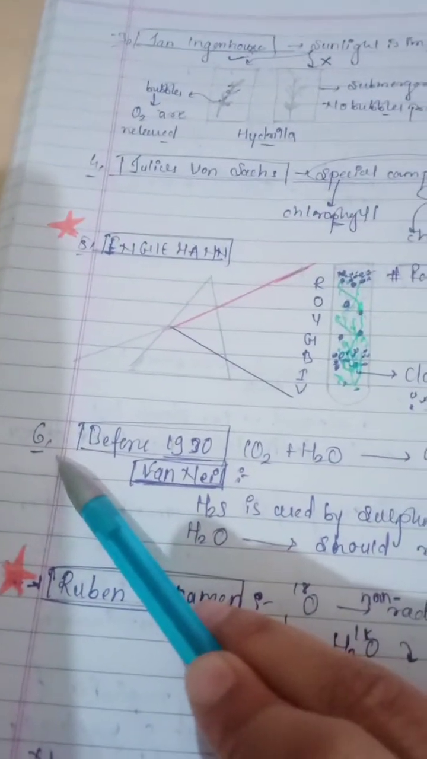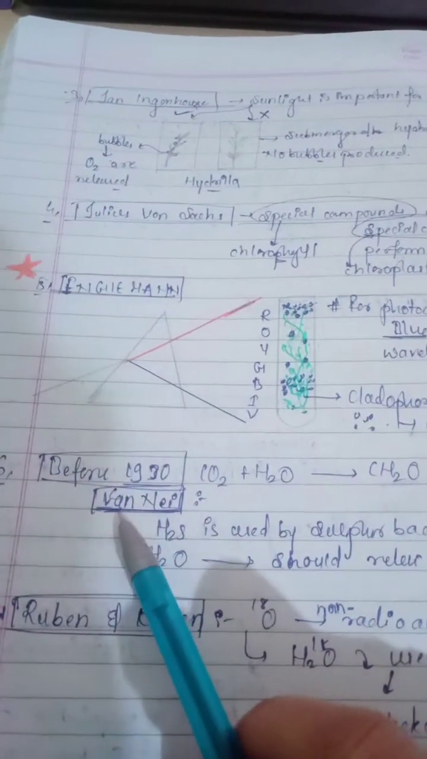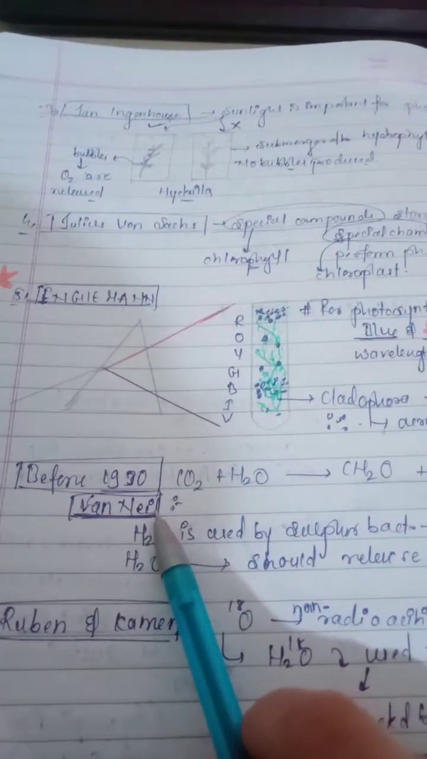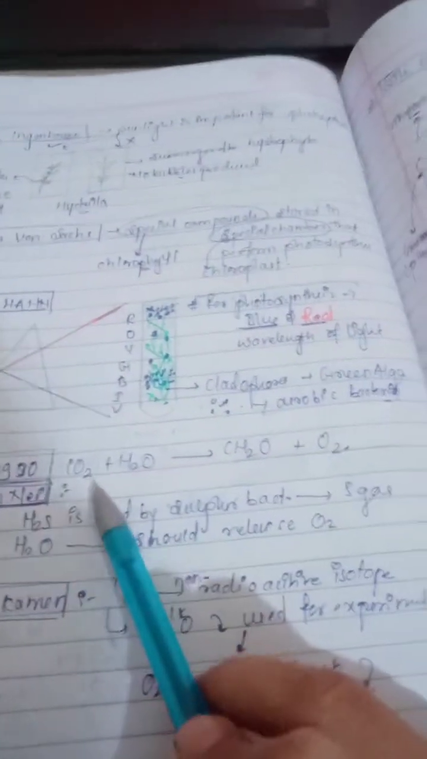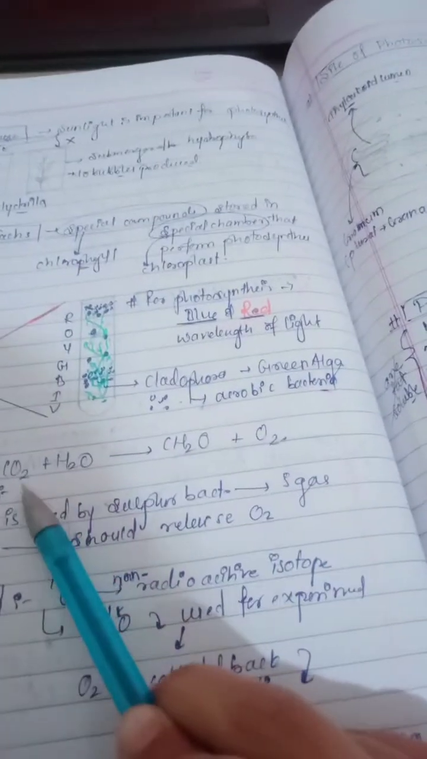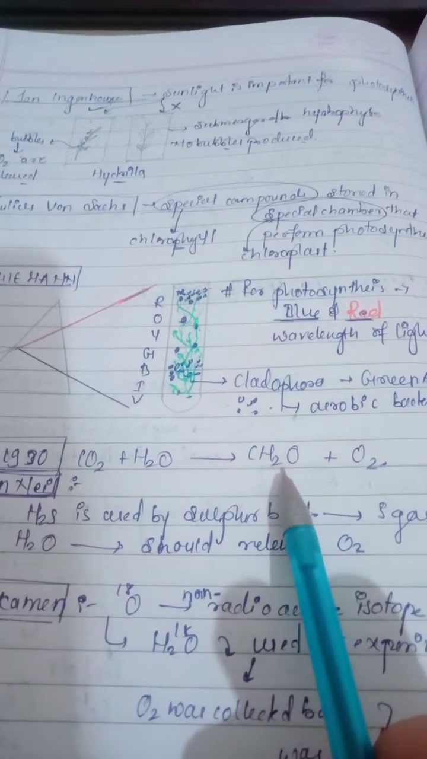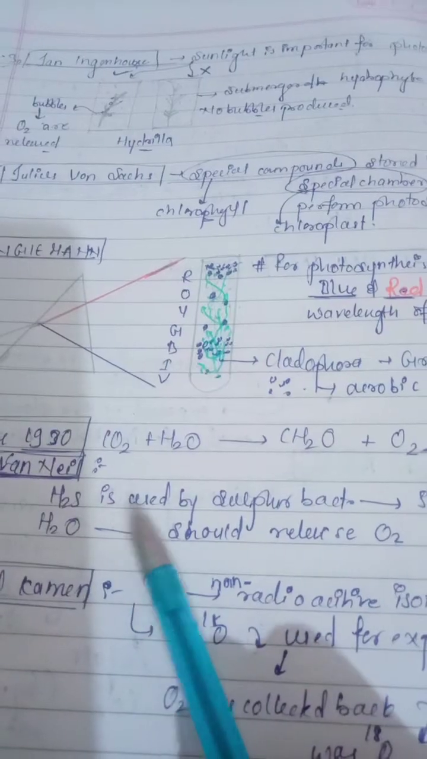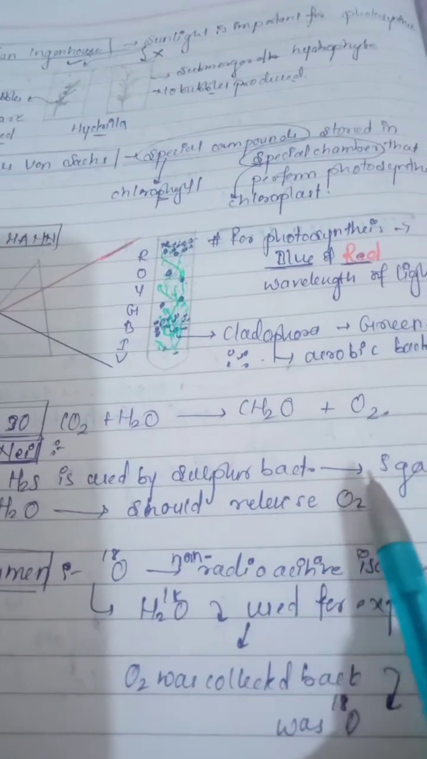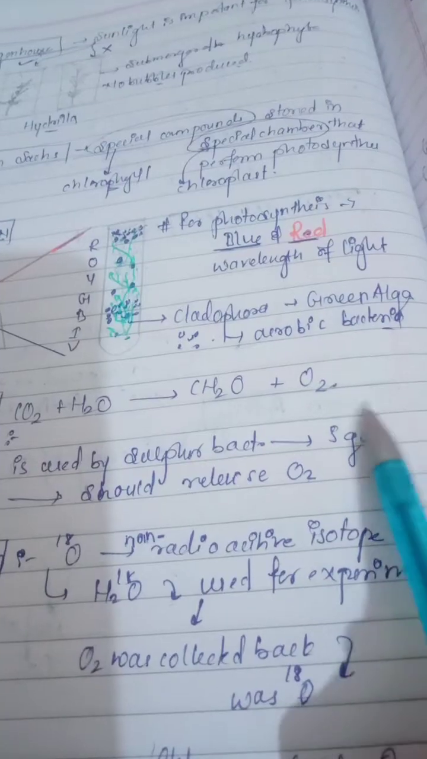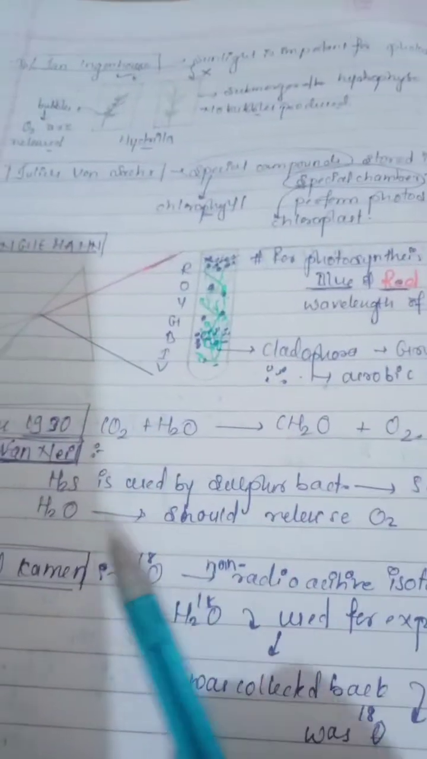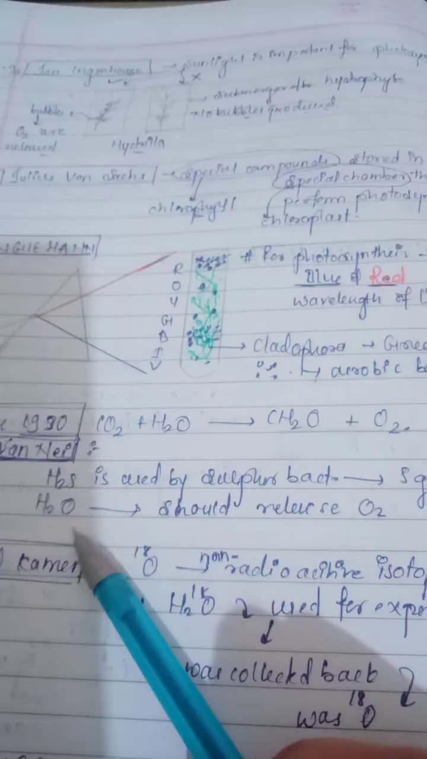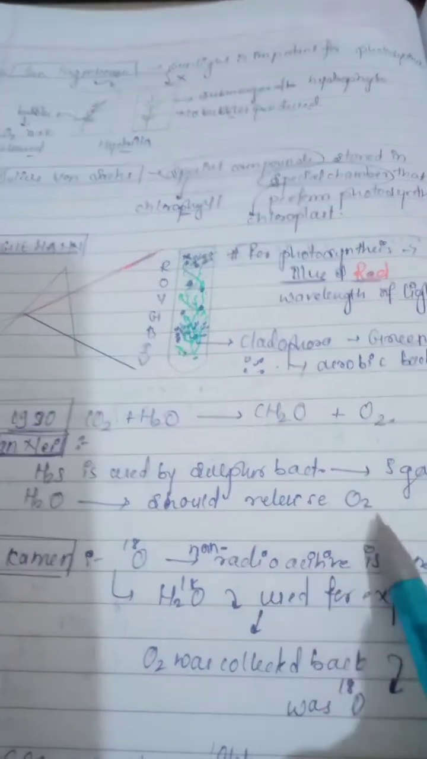Next, the sixth experiment is actually a conclusion by Van Niel, which shows that before 1930 the equation of photosynthesis was CO2 plus H2O gives CH2O plus oxygen. H2S is used by sulfur bacteria and produces sulfur. So H2O, which is used in photosynthesis, should release oxygen.